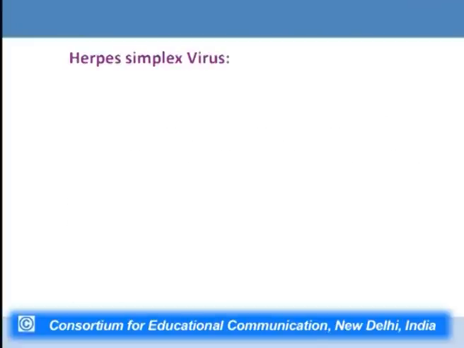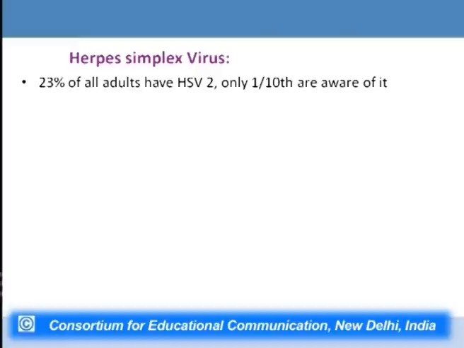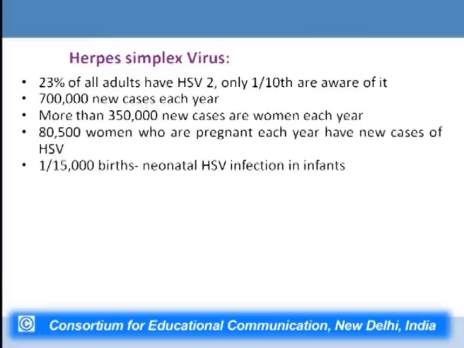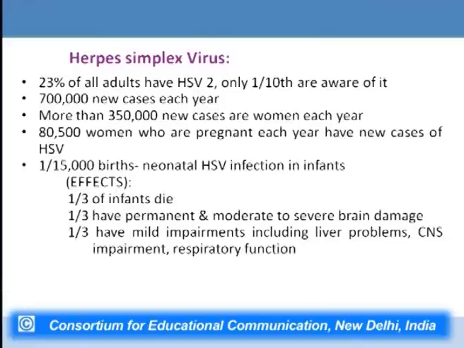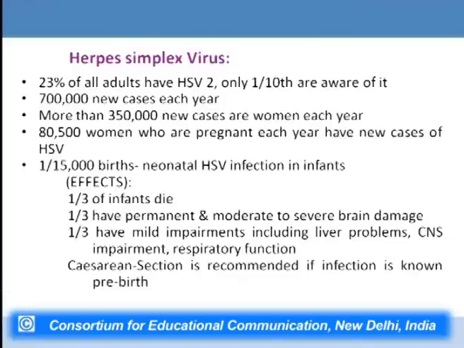Now, another virus like herpes simplex virus can cause severe impairments. About 23% of all adults have this particular virus, but only 1/10 are aware that they carry this virus, and a number of cases are reported each year. Now, 1 out of 15,000 births of individuals affected with this virus, the infant will also have this herpes simplex virus infection, and the effects are that 1/3 of the infants will die, while 1/3 will have permanent and severe brain damage, and others will have mild impairment.